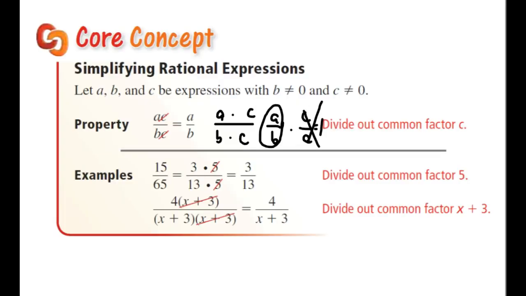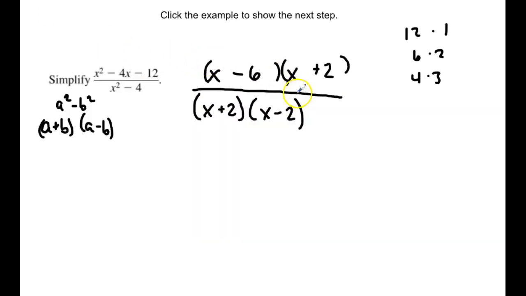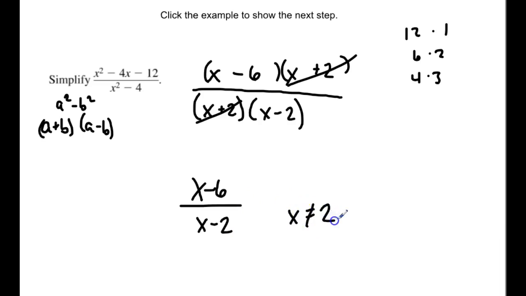And following along with these properties, I know that anything divided by itself is 1, so I can go ahead and get rid of this x plus 2 in the numerator and the denominator. So I'm left with x minus 6 in the numerator and an x minus 2 in the denominator. So here I'm almost done. But I know that since I'm dealing with a rational expression, I have some values that are excluded. So I know here that x cannot equal 2.